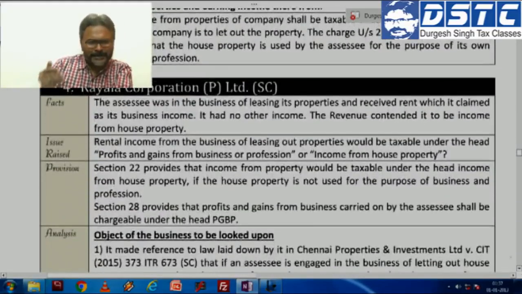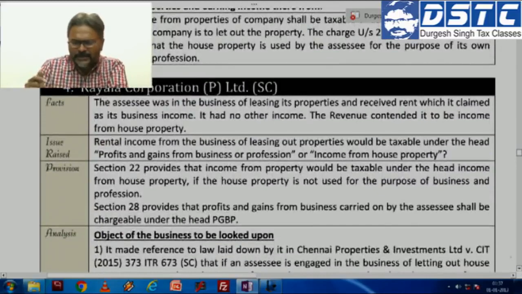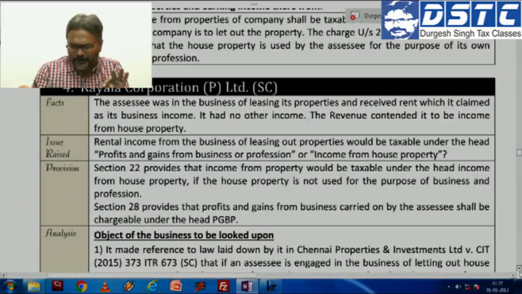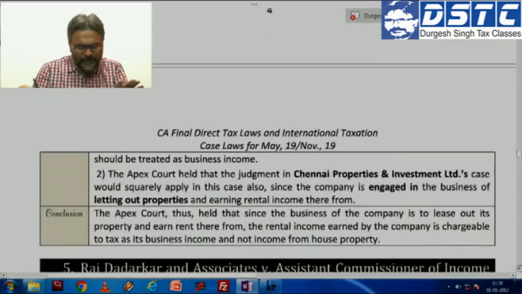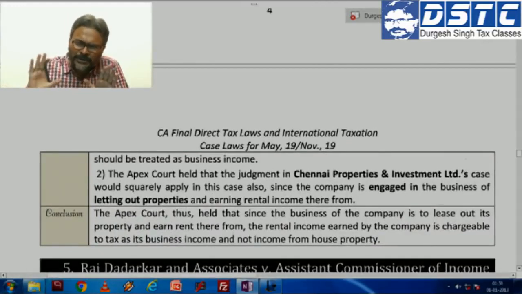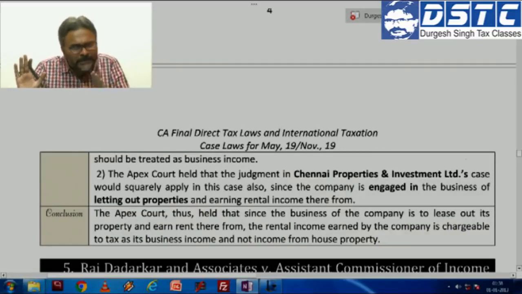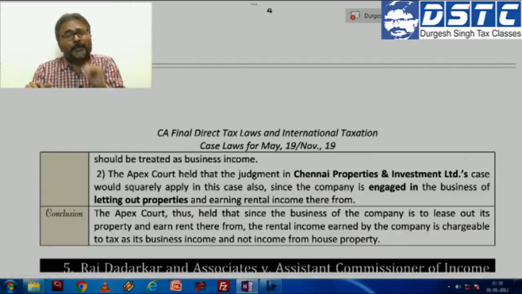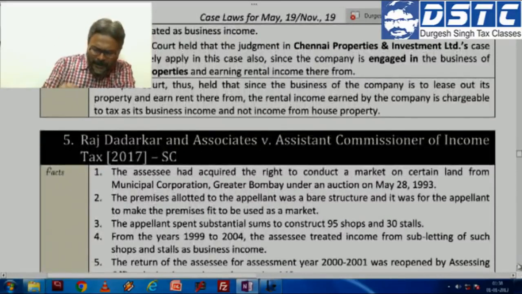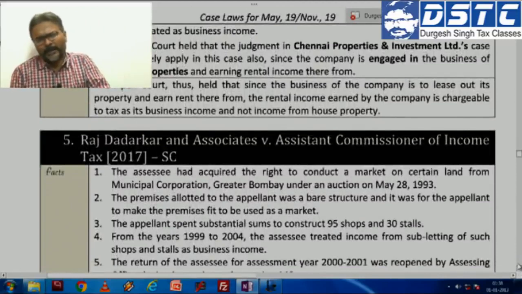In fact, the next one is something you can just read once. Students, start reading this particular judgment. This is a simple one. Herein it was a case wherein the assessee was Raila Corporation. It is the same judgment of Chennai Properties. In fact, you will not come to know whether it is Chennai or Raila. Always use Chennai Properties and Investment Limited as the base, because even in this judgment they have used Chennai Properties and Investment Limited as the base of the judgment. You will read this particular judgment at your end. Come to this one, this is also equally important: Raj Dadarkar and Associates versus ACIT.